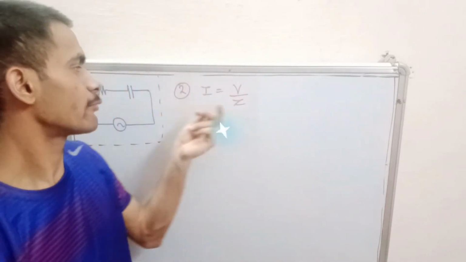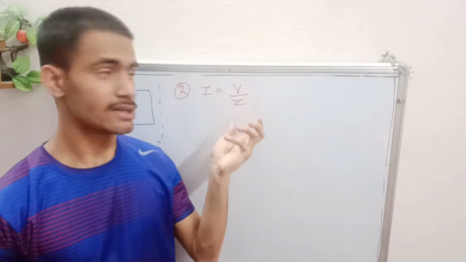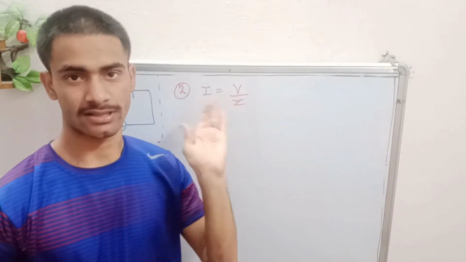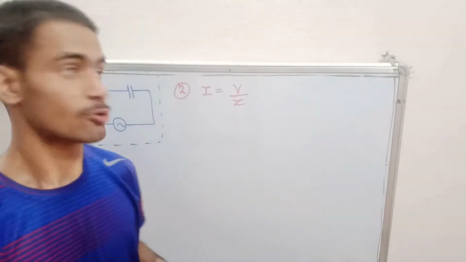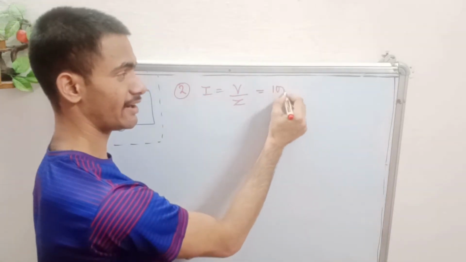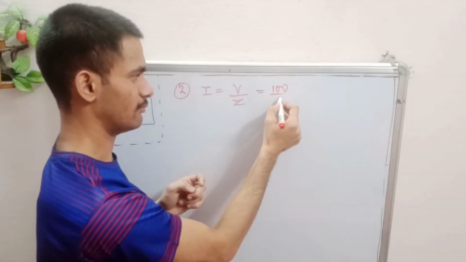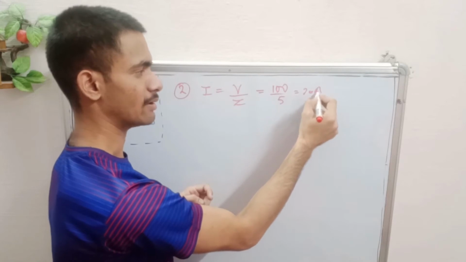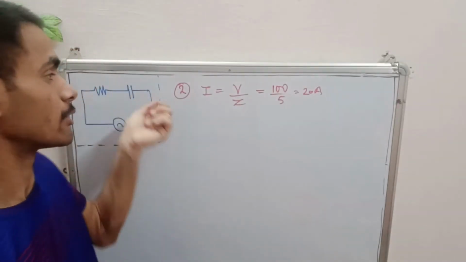Now what about the current? Whatever circuit you take, Ohm's law is valid in it. In the same way, current in this circuit will be the supply voltage divided by the total resistance, and the resistance is the impedance. So voltage is 100 and the impedance is 5, so we get 20 ampere. So a 20 ampere supply current flows.